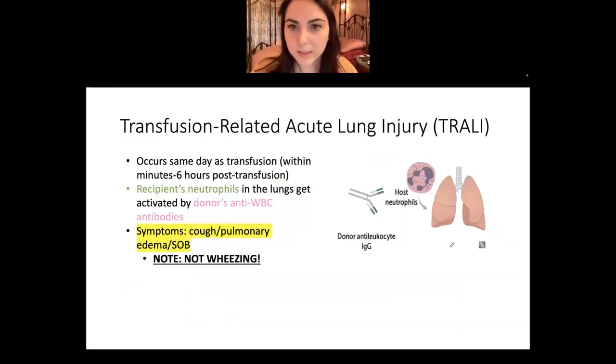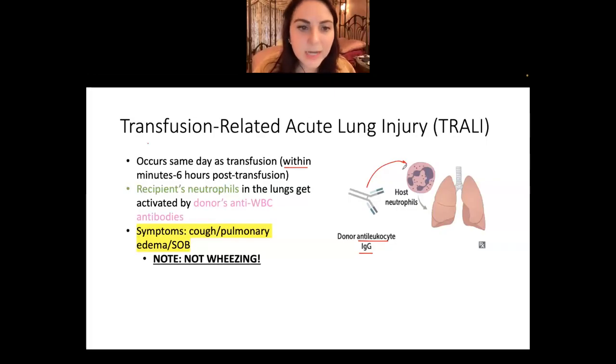Okay. Second to last, so this is Charlie. This is going to be the same day as the transfusion again. It can be within minutes to 6 hours post-transfusion. It's always kind of hard to tell with the timing. But this is the recipient's neutrophils. The recipient's neutrophils in the lungs get activated by the donor's anti-white blood cell antibodies. So the donor, for whatever reason, has anti-white blood cell IgG, which binds to the neutrophil and activates it. Now you get symptoms of neutrophil degranulation in the lungs.